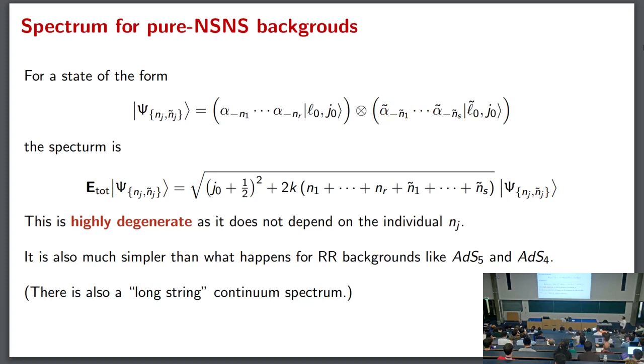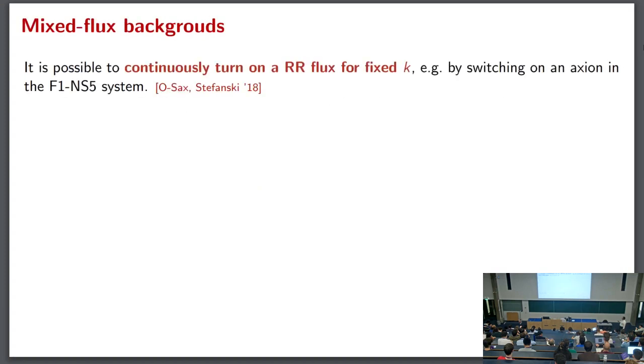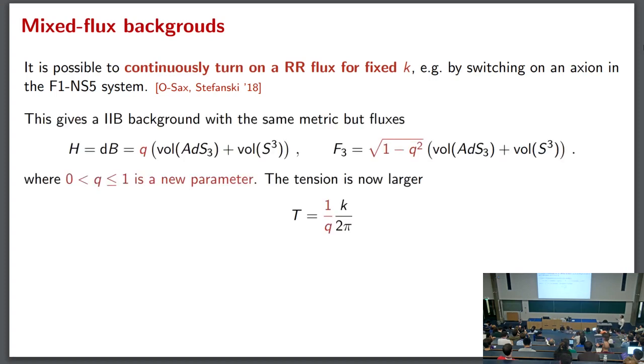So the idea is, how typical is this? Not very much, because we can turn on more parameters, and one important parameter is the Ramond-Ramond flux. You can start from the system of branes. You can turn on an axion in the system of branes, and that gives you a continuous parameter. And what you get is now a background that has Ramond-Ramond and NS-NS flux, and you see the coefficients are q and square root of 1 minus q squared, so their squares sum to 1. And you interpolate between something with just NS-NS and also this Ramond-Ramond flux.